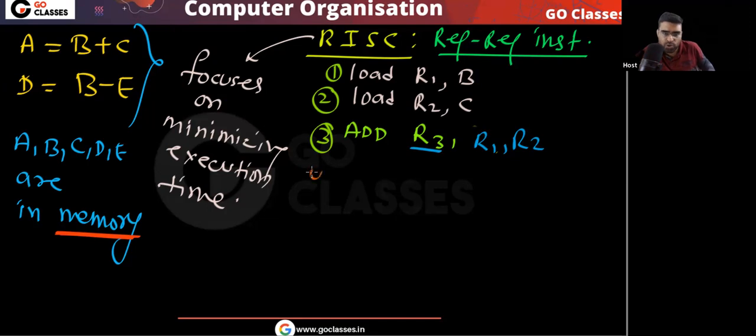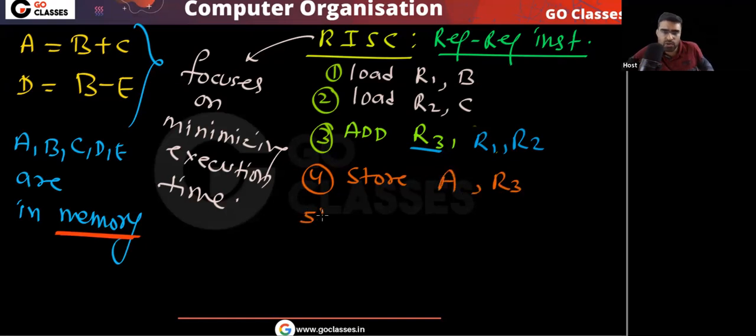But where do we want to put the result? We want to put the result in main memory. Yes or no? This is the result we want to put in main memory. So you can use the store instruction. Store this R3 in the memory location A.